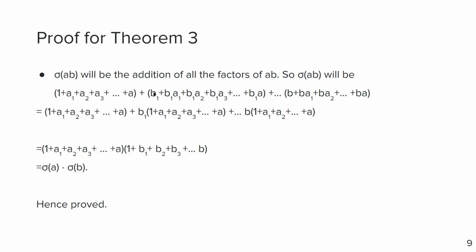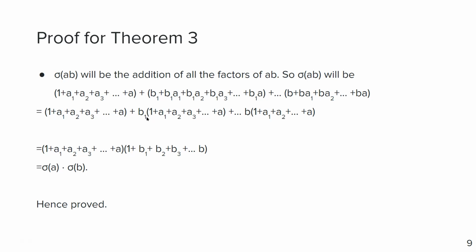This is equal to, we can just take B1 out of this bracket. So we get 1 plus A1 plus A2 plus A3 plus so on until A, plus B1 times A1 times 1 plus A1 plus A2 plus A3 plus so on until A. And we're taking B out of this. So 1 plus A1 plus A2 plus so on until A.